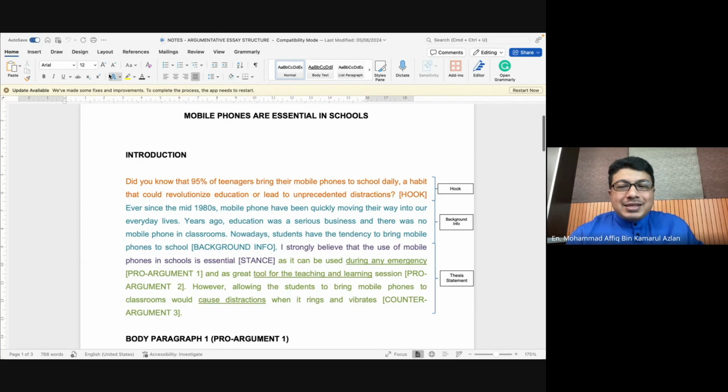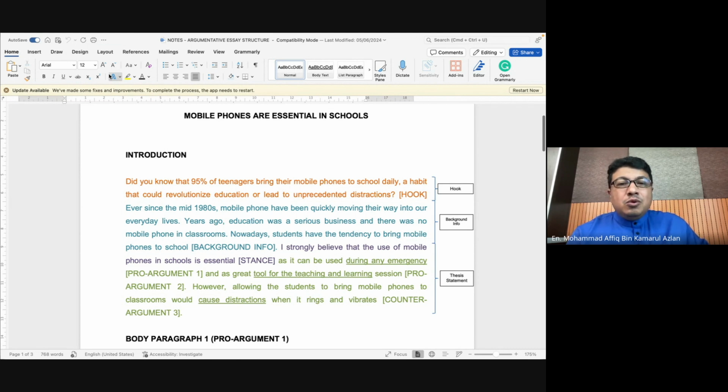So we call it as counter. Pro means you agree, counter means you disagree. Maybe not you disagree, maybe other people. In general, they disagree, they say cause distractions. All right. So although you have counter argument, but you want to still agree, you refute.